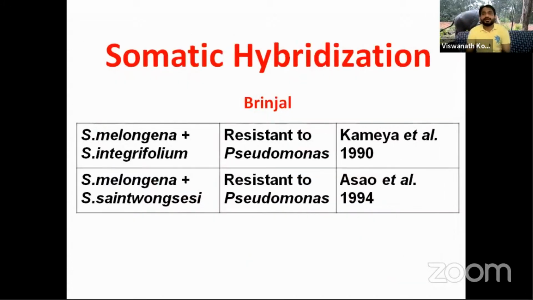Somatic hybridization is different here. Two different cells we put in a test tube, we add a fusogen, and we fuse two cells of two different varieties or two different species. So here the cells of two different species, Solanum melongena and Solanum integrifolium, are fused for obtaining resistance to Pseudomonas.